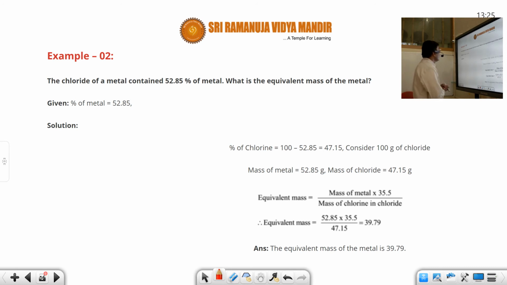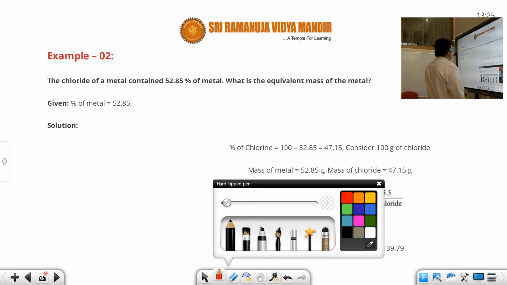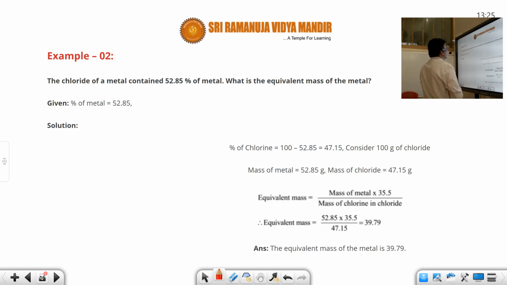A very nice question. The chloride of the metal contains 52.85% of metal. What is the equivalent mass of the metal, students? So the weight of the metal is 52.85. And the weight of chlorine, how much? Chlorine will be the remaining. If you remove it, the mass of chlorine will be 47.15. I hope you understood.